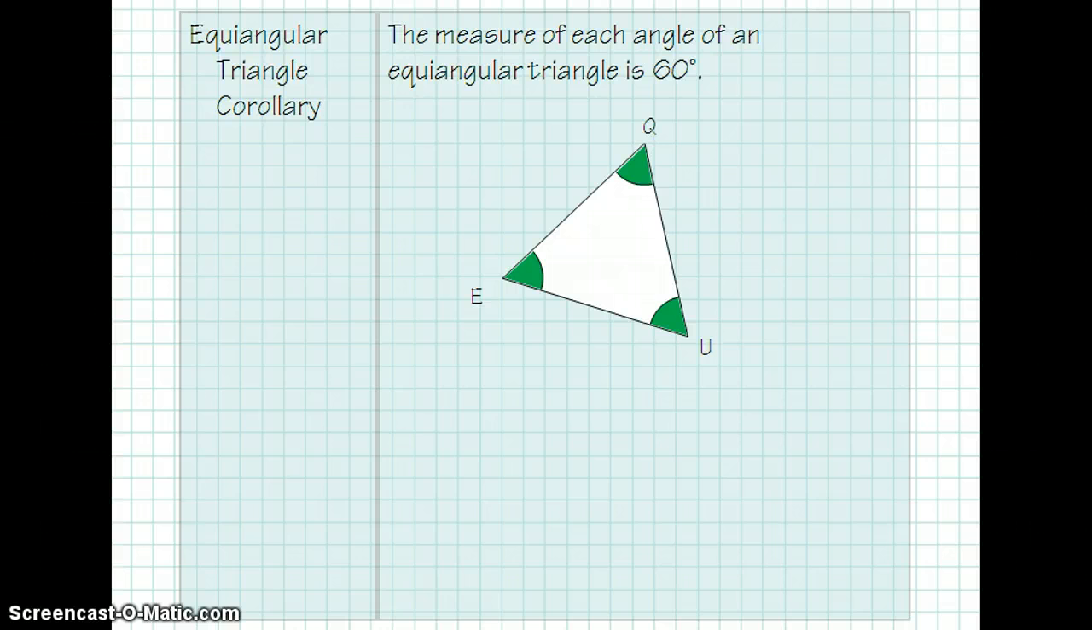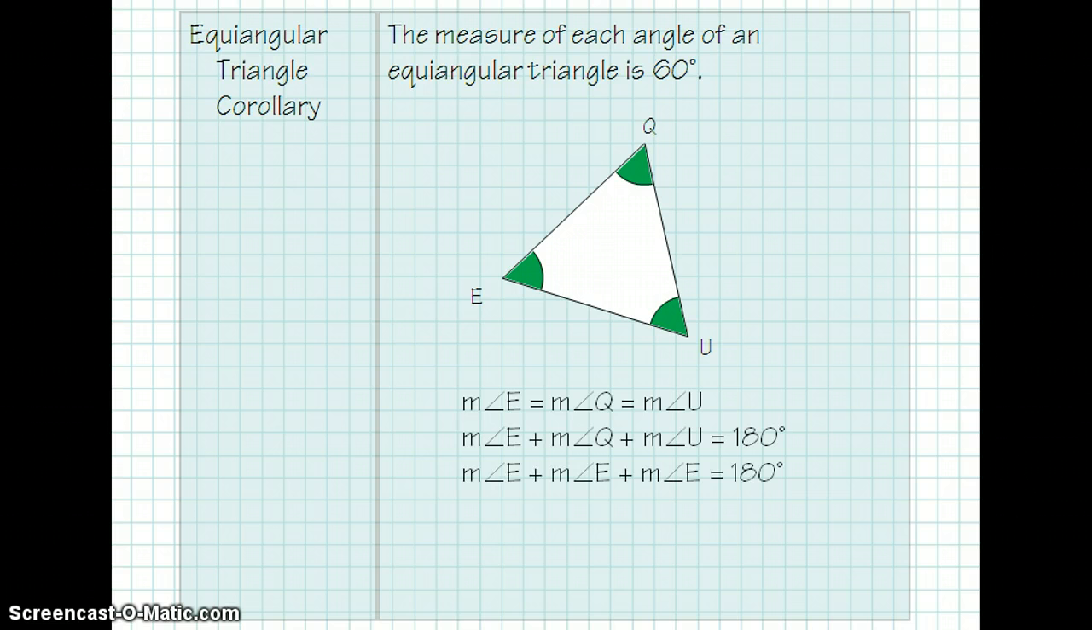Another corollary that comes out of this is the equiangular triangle corollary, which says that if I've got an equiangular triangle, so all the angles are the same, then each angle has to be 60 degrees. If all my angles are the same, and the angles all add up to 180 degrees, that means I've got three of them that are the same. So I take 180 divided by 3, and I get 60 degrees.